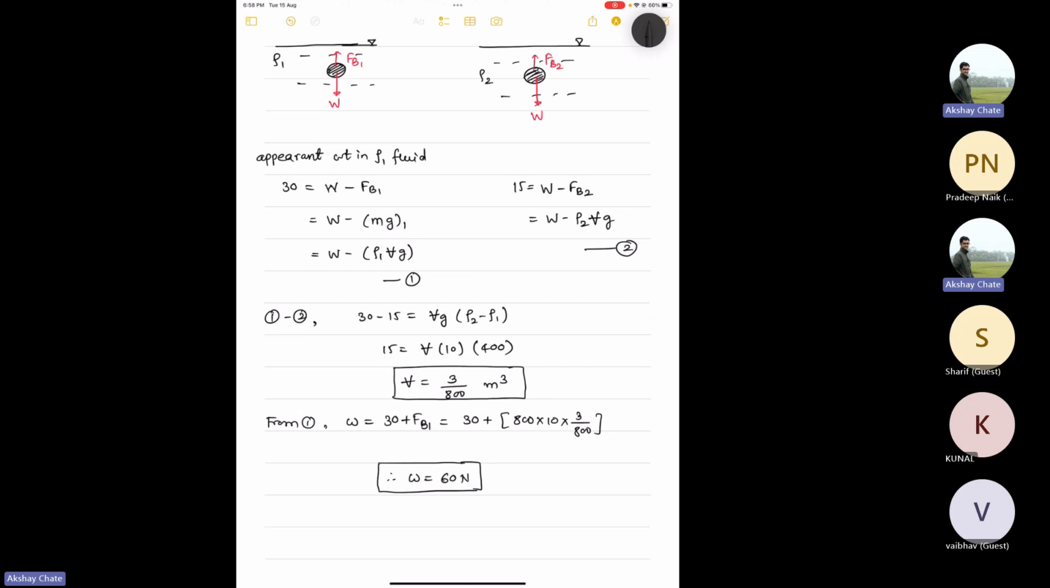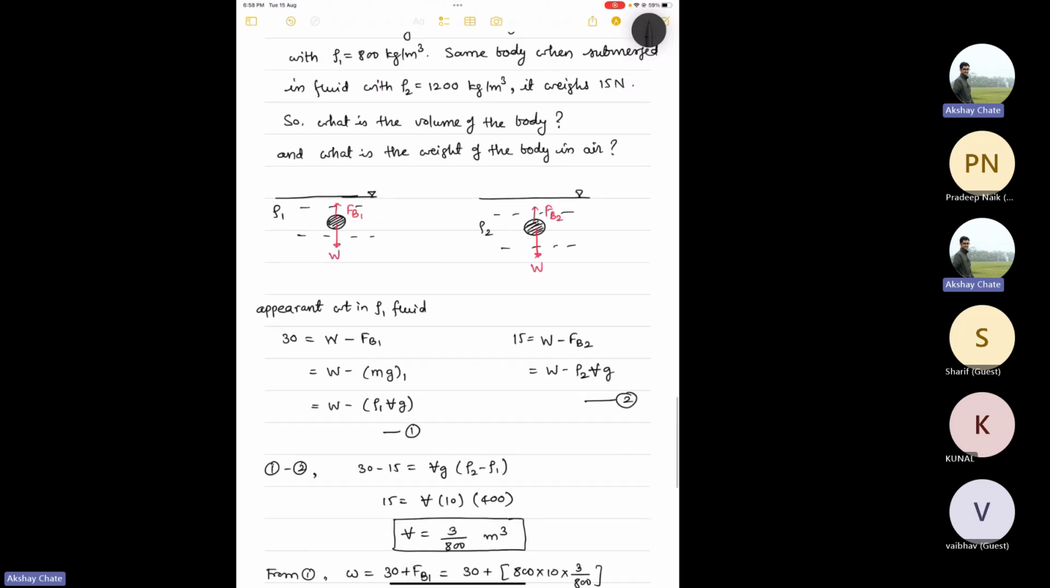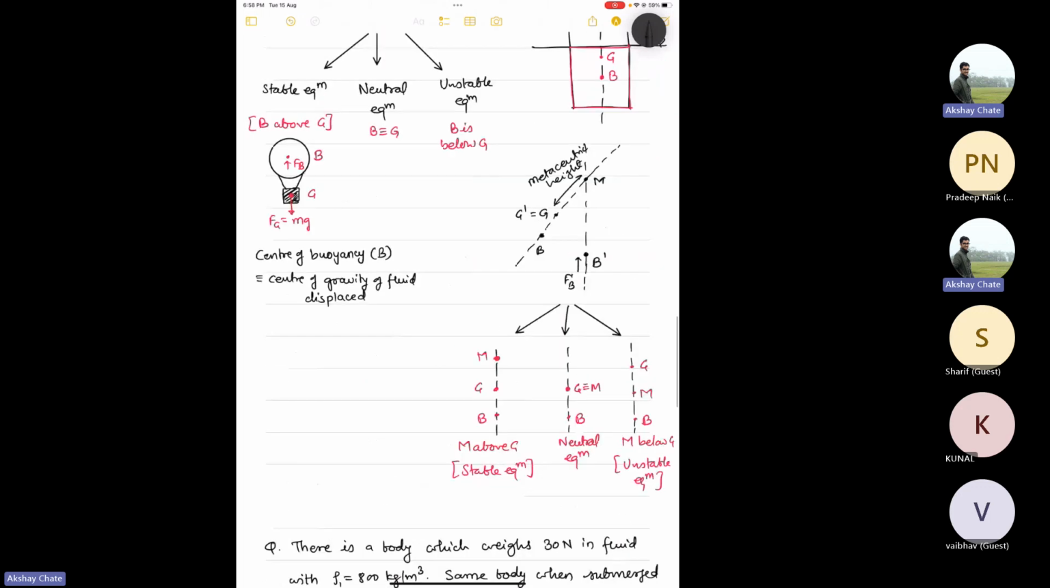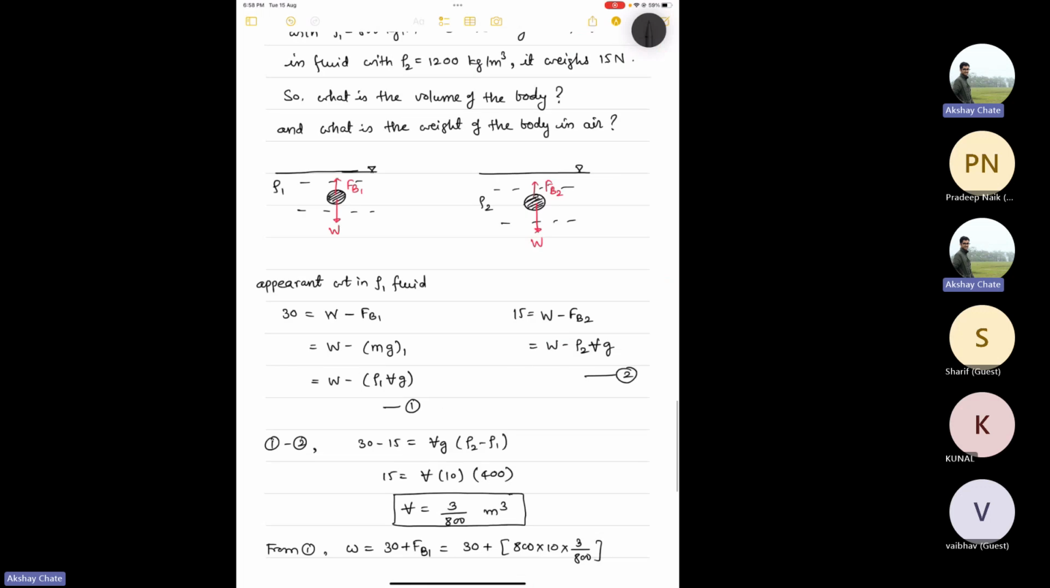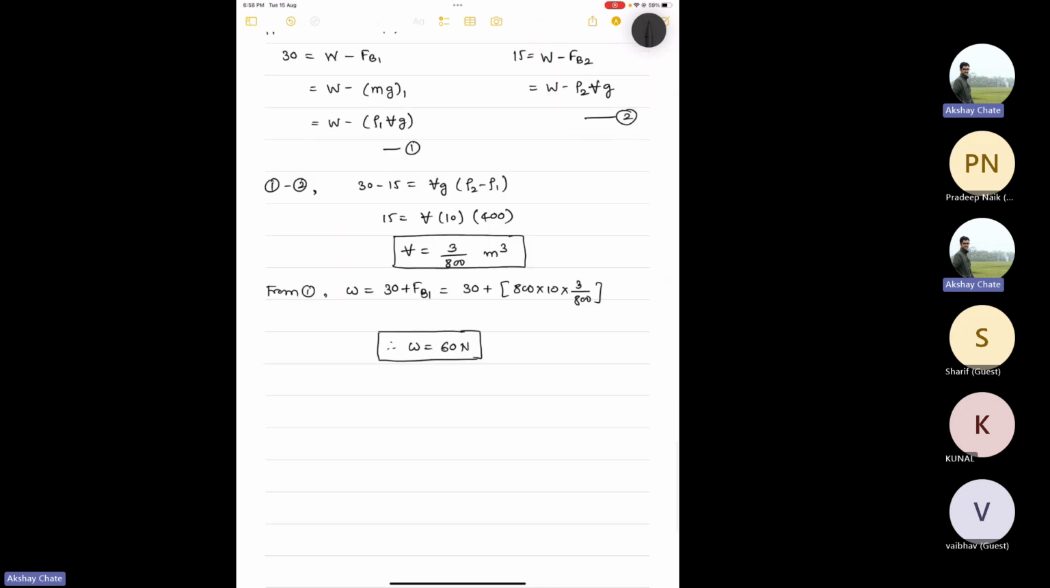And here maybe the dimensions of this body are not given, therefore we don't know about the stable equilibrium or neutral equilibrium or unstable equilibrium case. For that, let's go to the other example in which you consider something like floating equilibrium. So we'll take that question.